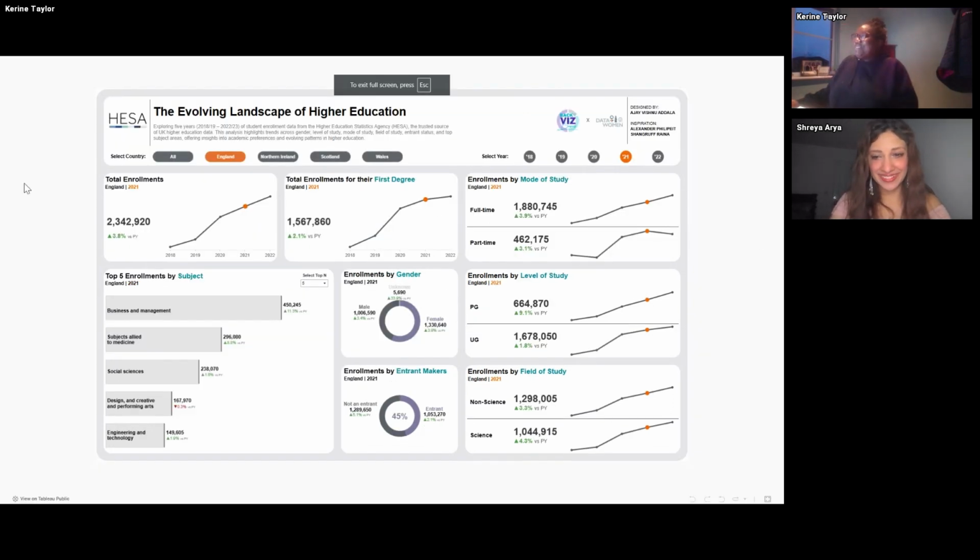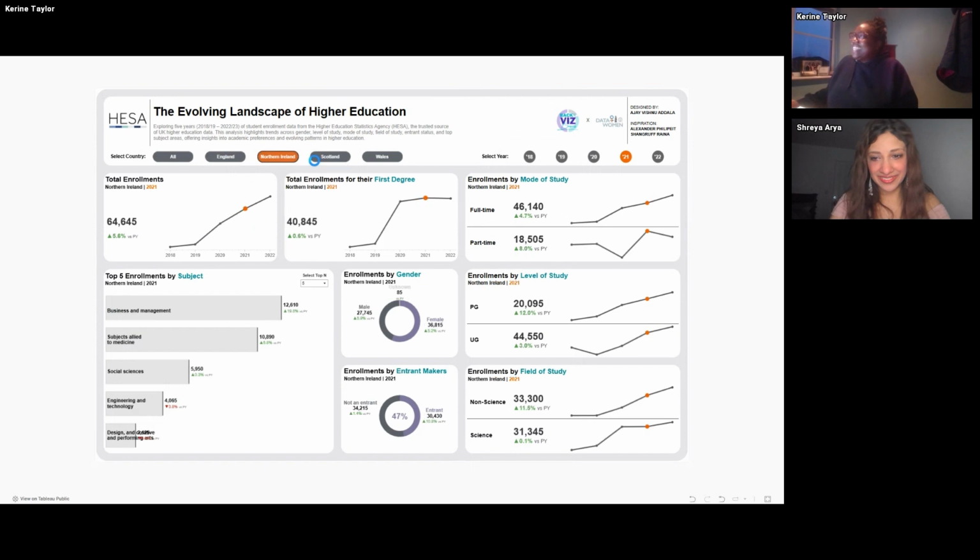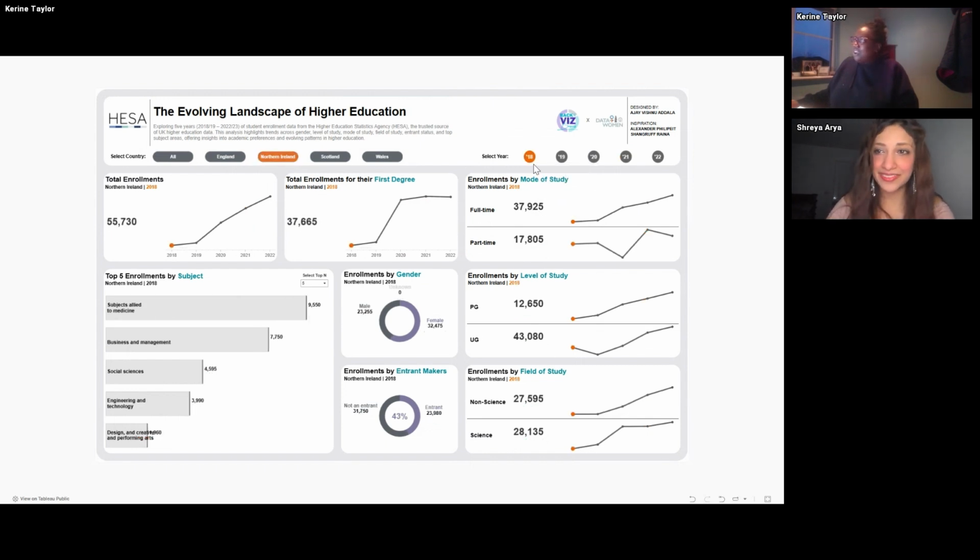Right. Yeah. So you can switch between countries, and I love that. Rather than just some square buttons, you've got rounded edges here, and then also you can choose the year, and that will also highlight that year with a dot on all of the line graphs, as well as filtering these two charts here.